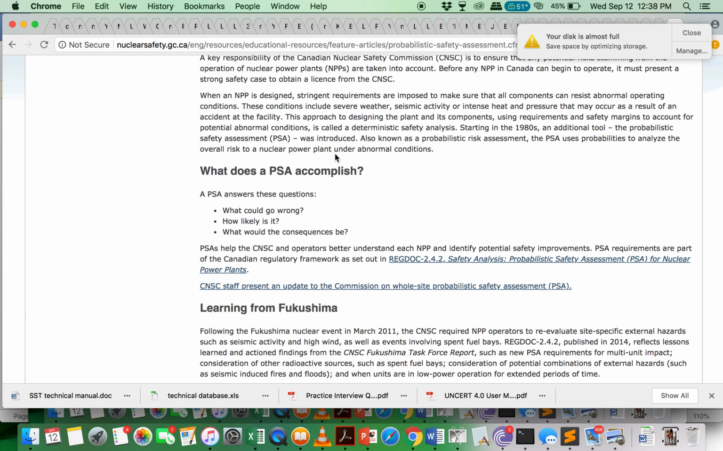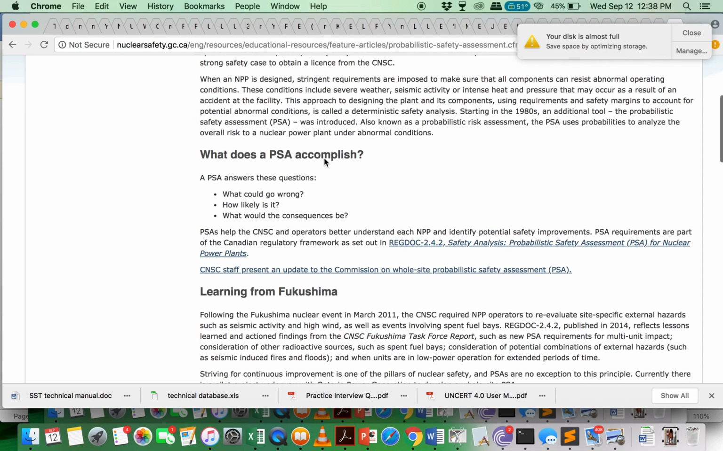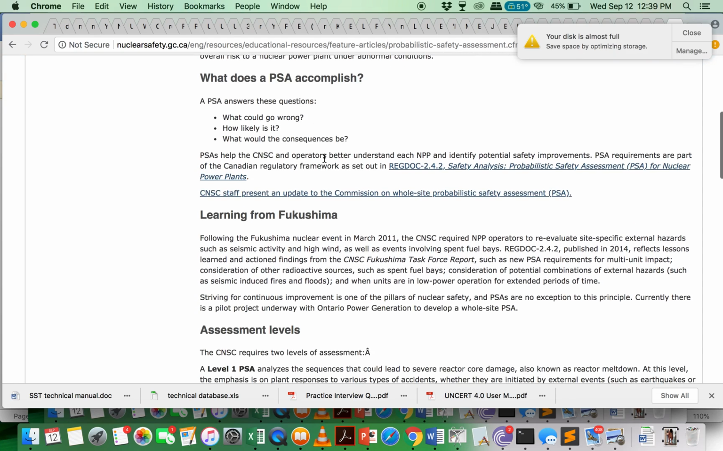And the probabilistic safety assessment was introduced in the 1980s, also to analyze overall risk to a nuclear power plant under abnormal conditions.